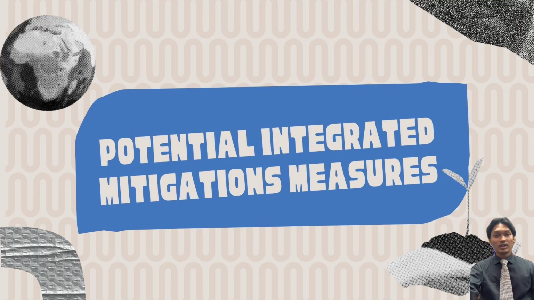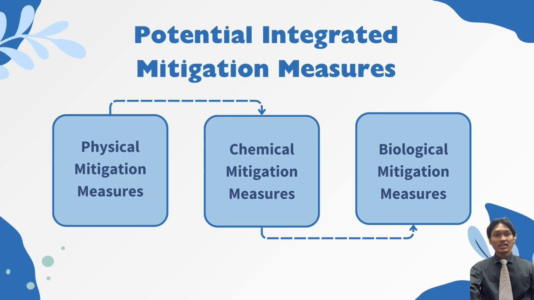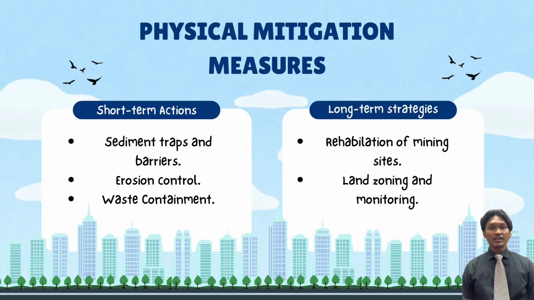We move on to our next content, which is potential integrated mitigation measures. There are three types of mitigation measures. The first one is physical mitigation measure. The second one is chemical mitigation measure, and the last one is biological mitigation measure. We begin with physical mitigation measure, which focuses on soil stabilization, waste management, and water protection.